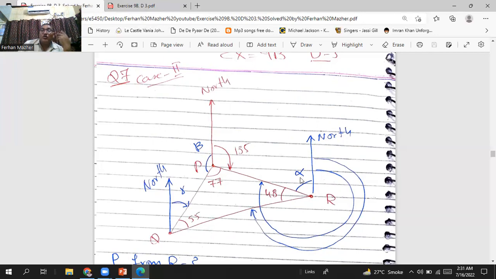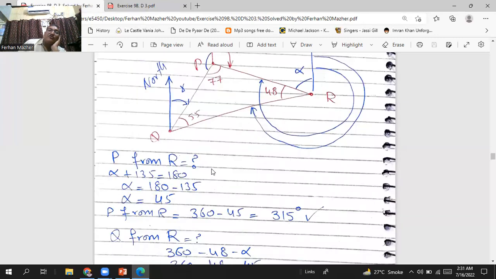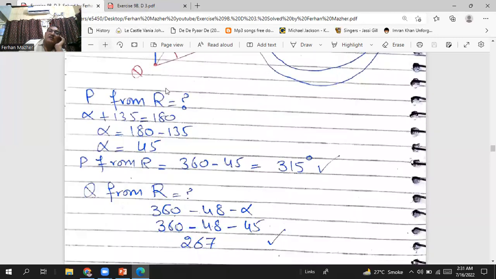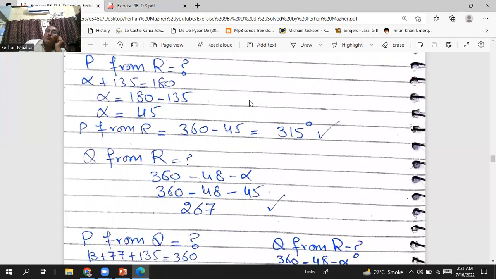If you know alpha, this is the angle which represents the bearing of the P from the R, that will be 360 minus alpha. So alpha plus 135 will be equal to 180.